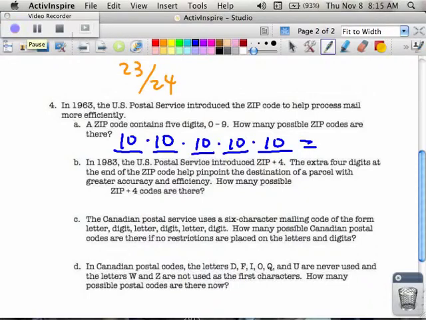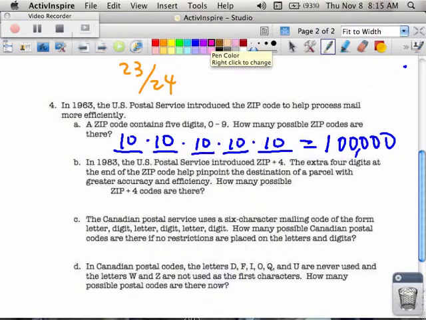What's the first one? 10,000. There are 1, 2, 3, 4, 5 zeros. I'm going to say 100,000. Right. When you multiply it out.